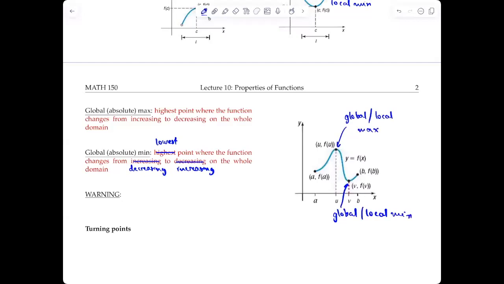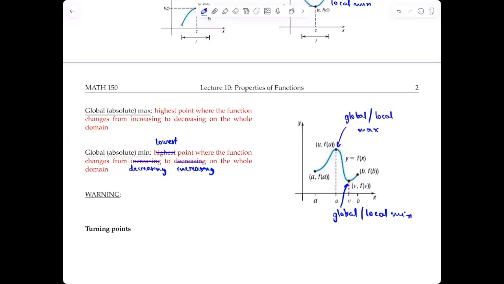Now you might wonder what happened to the endpoints. All right. So there is some specific information that you need to look into when you identify a maximum or minimum value for the endpoints. In this case, you cannot classify anything for these two endpoints. It's not going to be a global value, because this is always the highest point, this is always the lowest point on the graph. Locally, you cannot identify a local value for the endpoints.